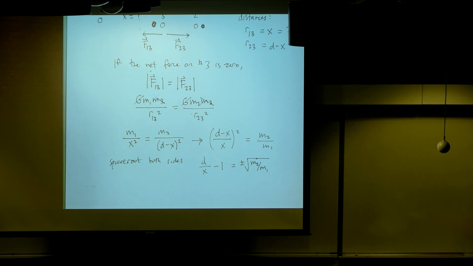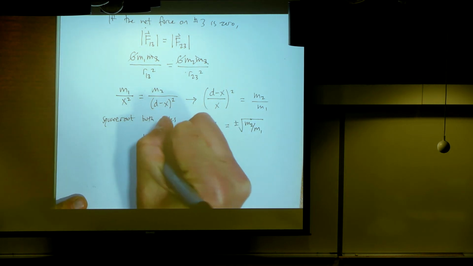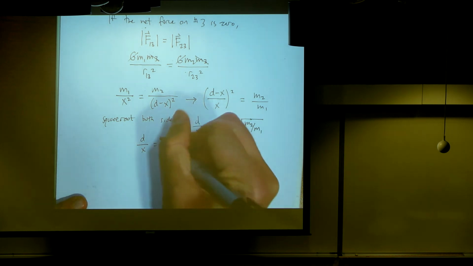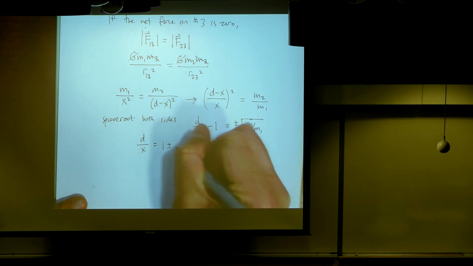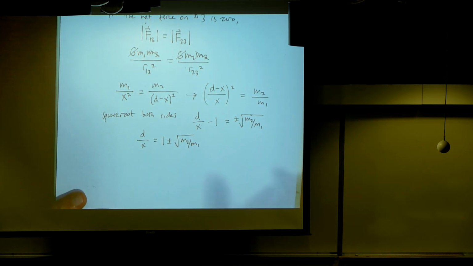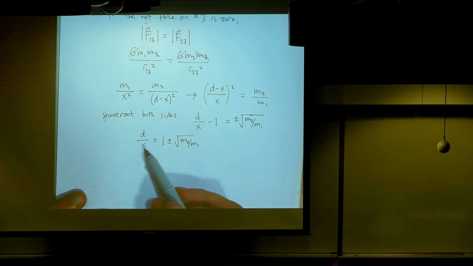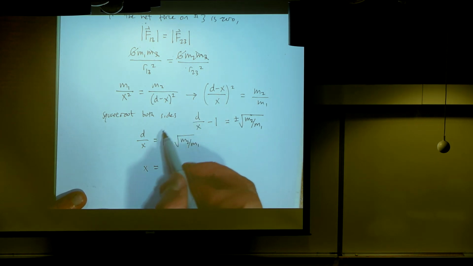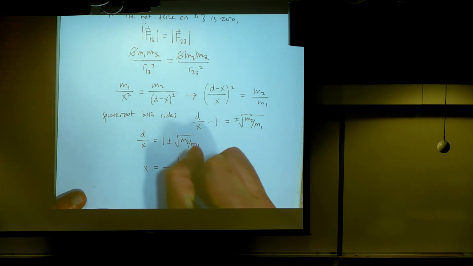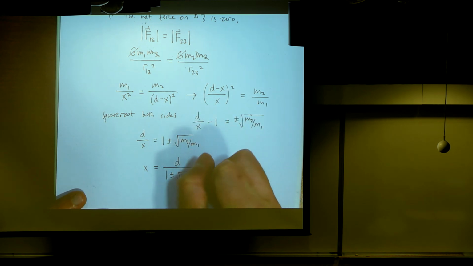So we're almost ready to do this. I'm going to have d divided by x equals, I'm going to take this negative 1 and just add it so it's over here. 1 plus or minus square root m2 over m1. And then finally to get x, I can multiply on this side to put the x over here, divide by this whole term to put it on the bottom over there. So x is d divided by 1 plus or minus square root m2 over m1.